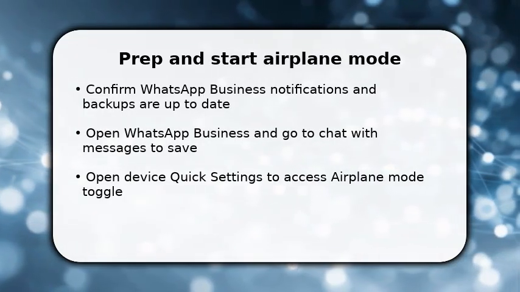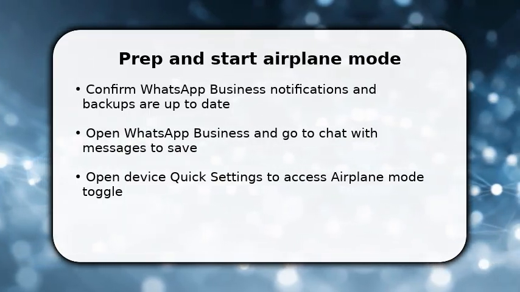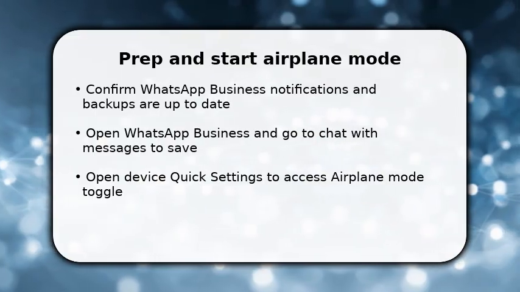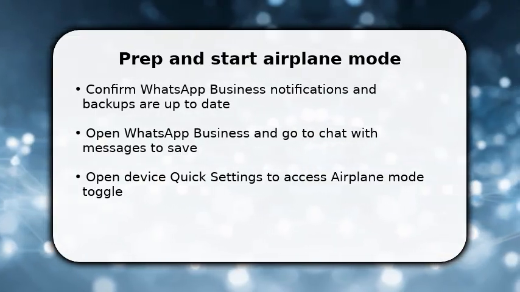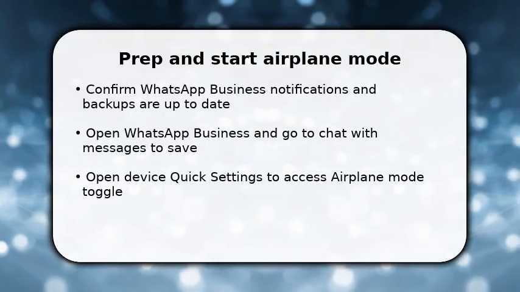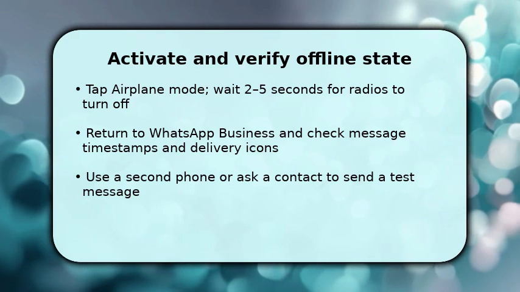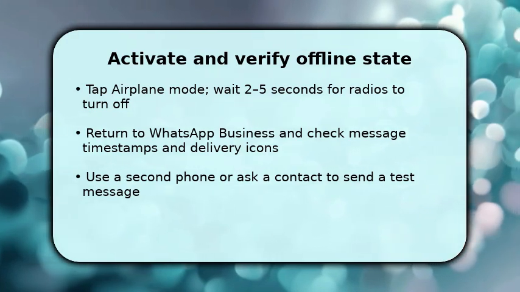Next, swipe down to reveal quick settings and locate the airplane mode icon. This cuts all cellular and Wi-Fi connections so WhatsApp can't send or receive. Do this now. It's the fastest way to simulate offline status. You activate airplane mode and then wait a few seconds so your phone fully disconnects. That prevents partial network behavior.